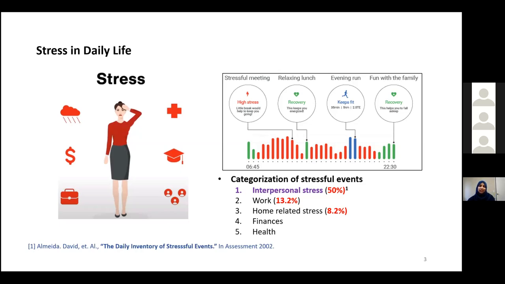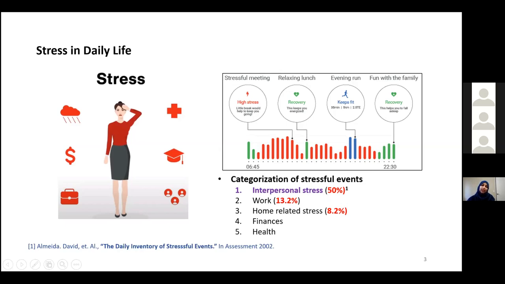Researchers have been studying stress for decades, and they have categorized the stress events that we face in our day-to-day life into some broad categories. The first one is interpersonal stress. What is that? We interact with so many people in our life, like our parents, brothers, sisters, friends, and romantic partners. When we talk with them, sometimes the conversation becomes stressful, and we categorize this as interpersonal stress.